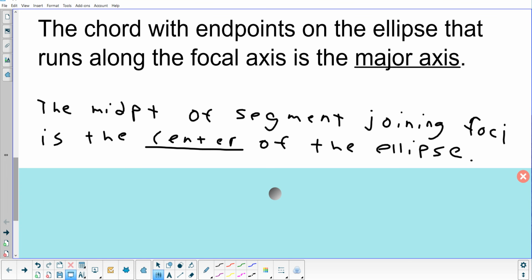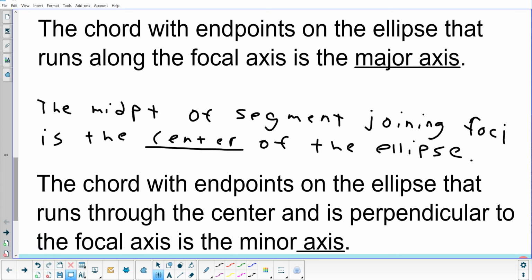In all the examples we do to start, the center will be at the origin. We'll do a couple at the end where we shift the center away from the origin.